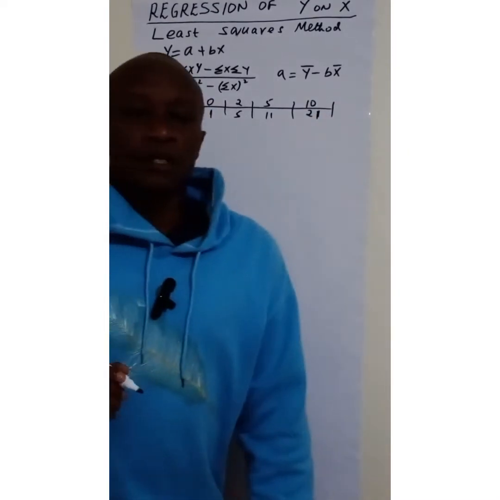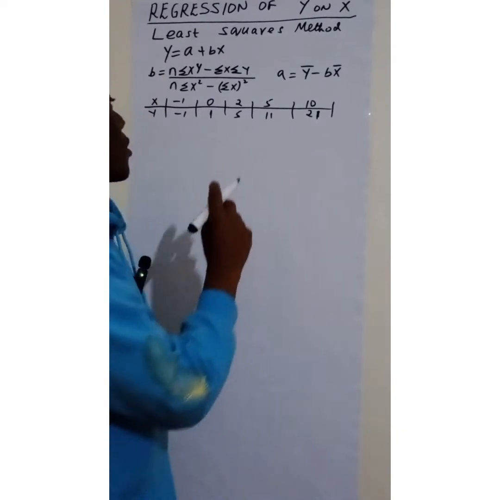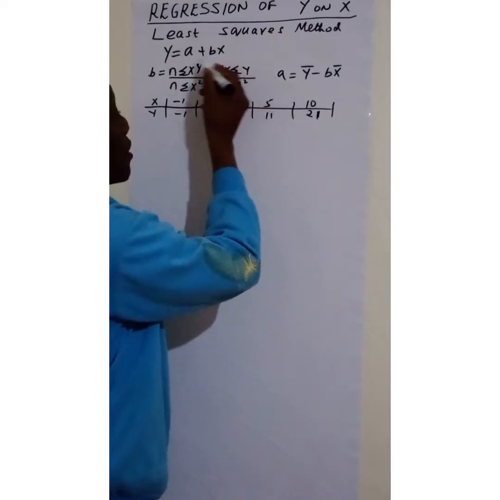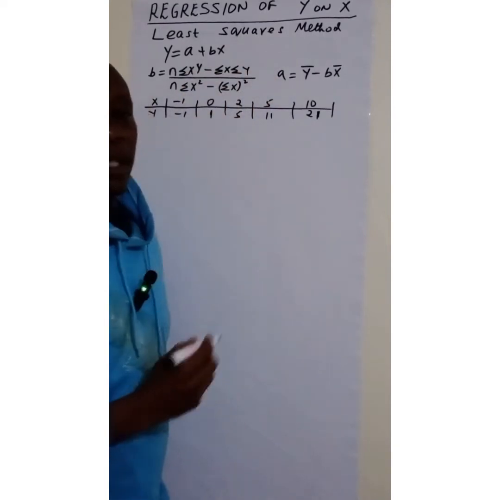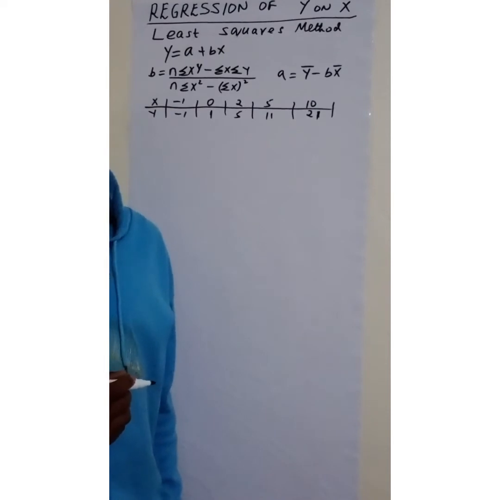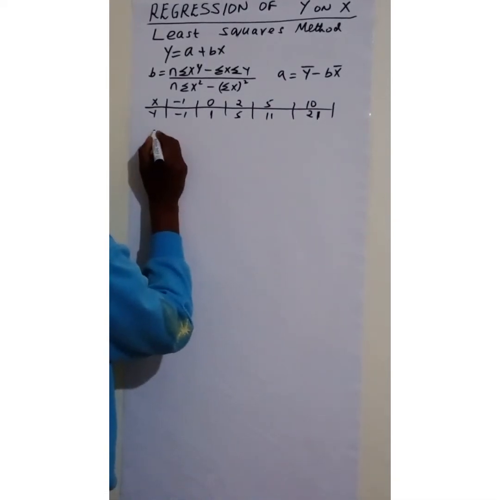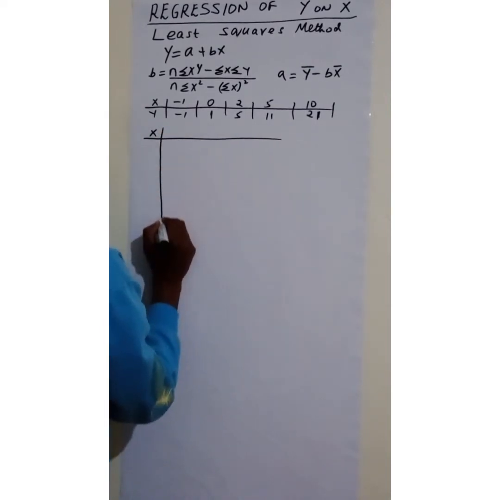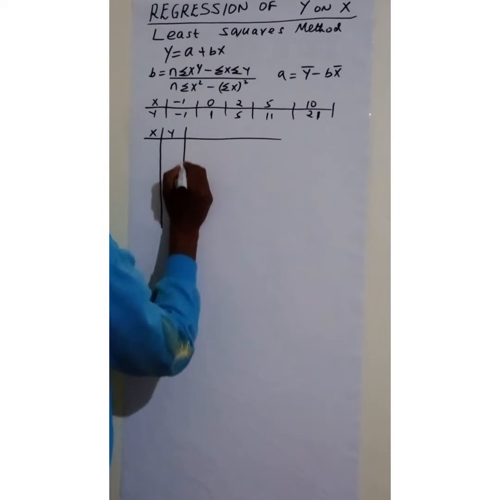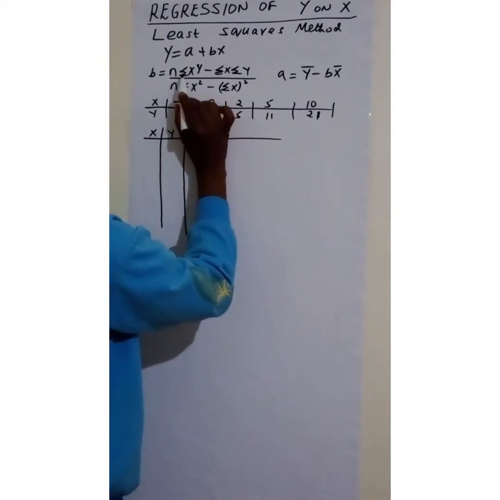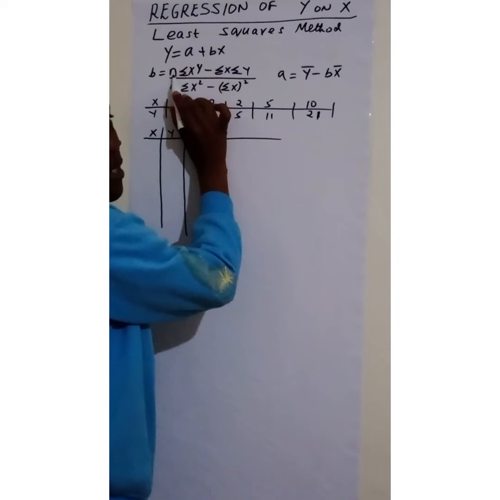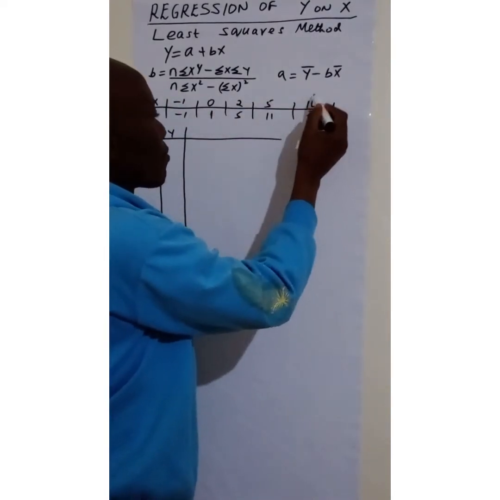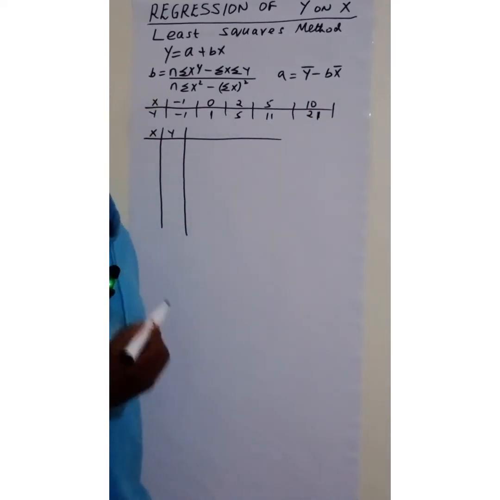So the first thing we need to do is to come up with columns which will give us the values that we need to calculate b and a. So we come up with a table of x, y. Then we need n. N refers to the pairs of observations: 1, 2, 3, 4, 5. So our n is 5.